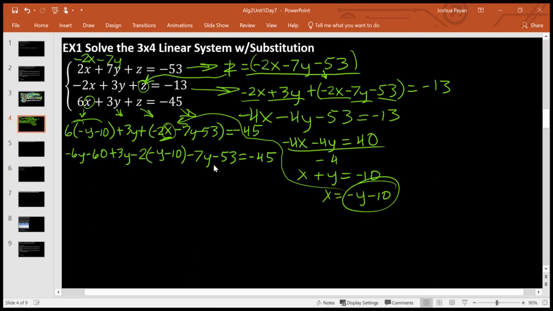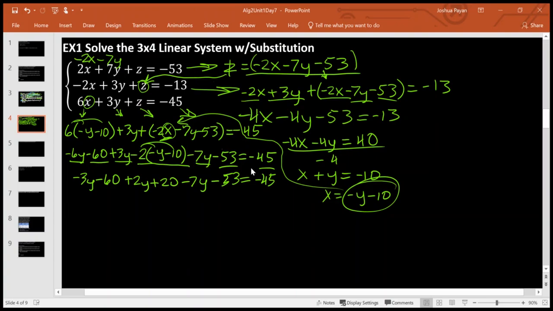Okay, so I'm going to combine some things. So negative 6, positive 3y, negative 3y, minus 60. Go ahead and distribute this. So I've already used the minus 60. So that's going to become positive 2y, positive 20, minus 7y, minus 53. So I already used everything.